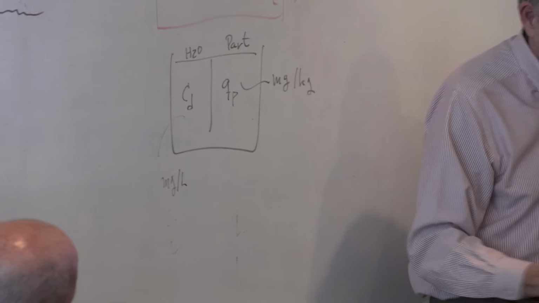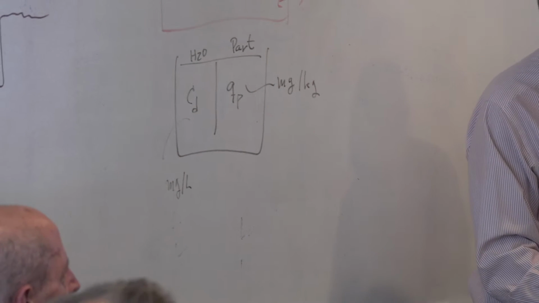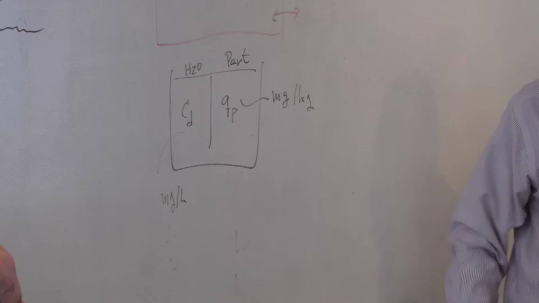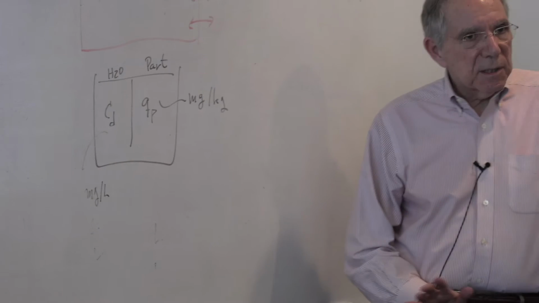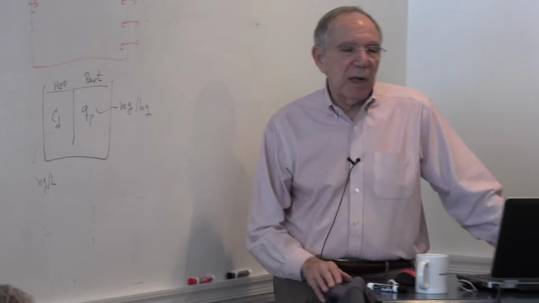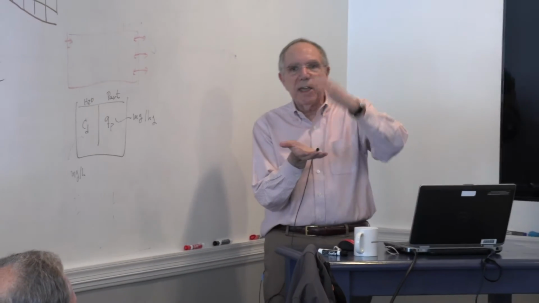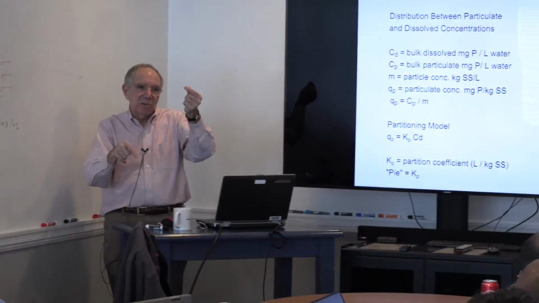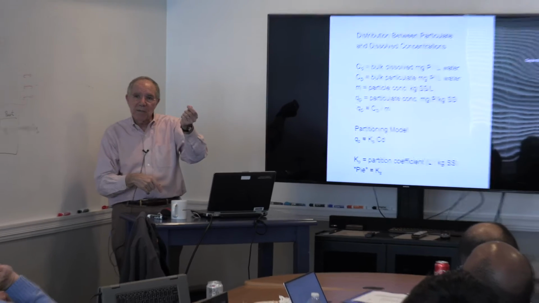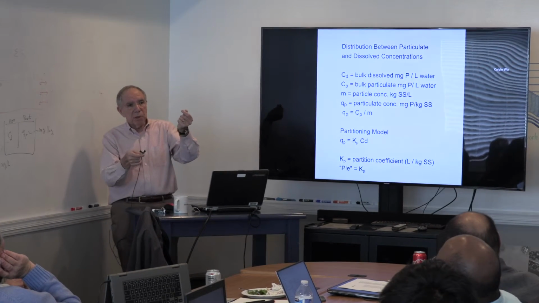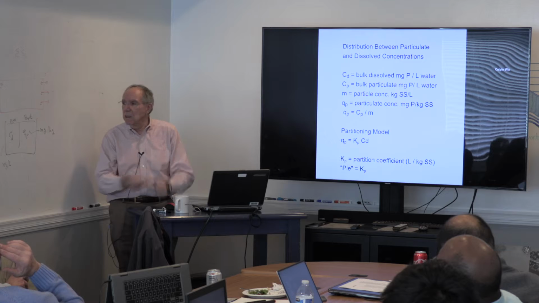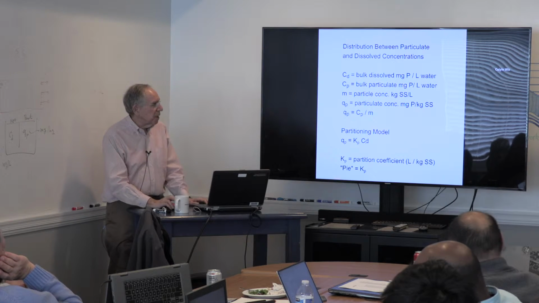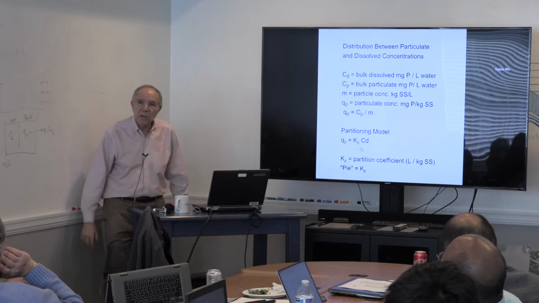And the partitioning model says that the concentration on the particles is some partition coefficient times the dissolved concentration. That's the model. That's called linear partitioning. That's what happens with Henry's law. If I look at a gas phase and a liquid phase, and I ask myself, what's the concentration in the gas phase over the concentration in the liquid phase? It's milligrams per liter in the gas phase, divided by milligrams per liter of water. That ratio is the Henry's constant. Same idea.